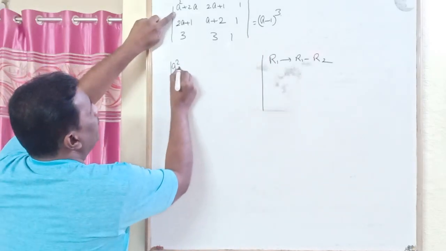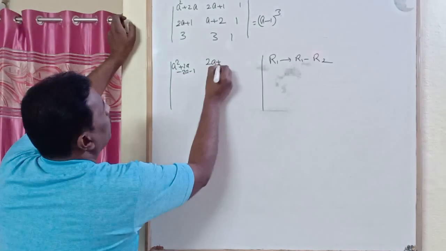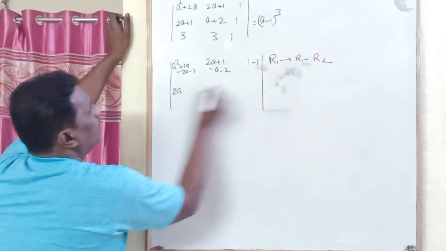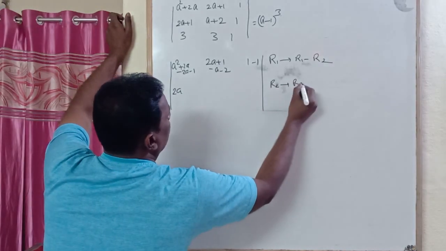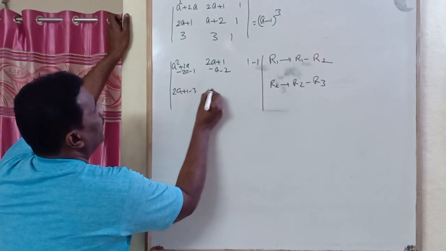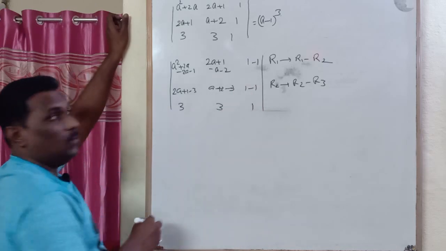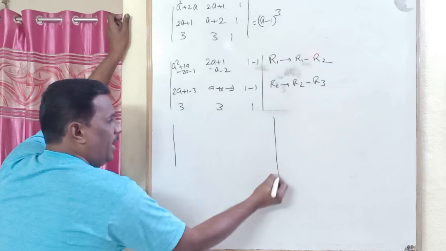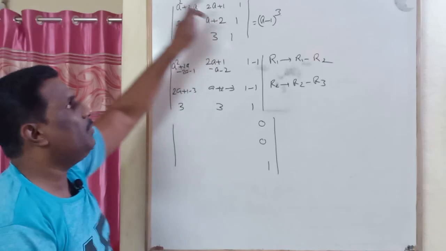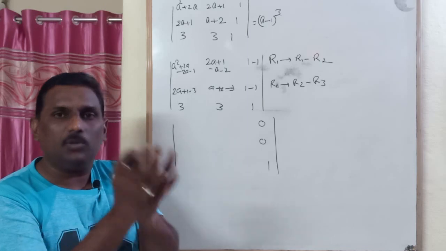Now, a square plus 2a minus 2a minus 1, 2a plus 1 minus a minus 2, 1 minus 1. R2 minus R3: 2a plus 1 minus 3, a plus 2 minus 3, 1 minus 1, and 3, 3, 1. So I am planning only to get two zeros. I never thought of making a minus 1 a common factor. I am concentrating only on getting two zeros.